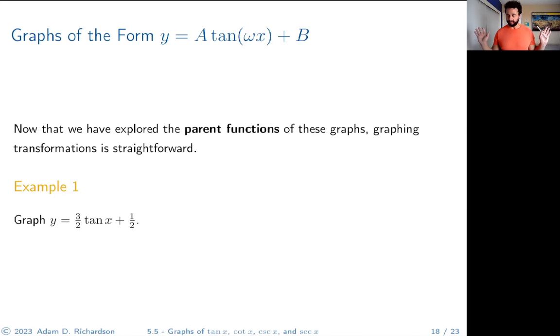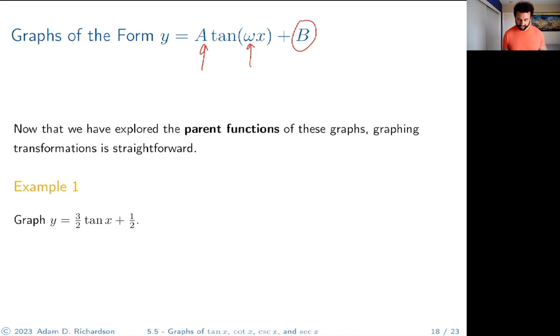Maybe not so surprising, you can talk about transformations of these graphs, and the transformations are going to behave exactly like the way you would think they would. This number b is going to give you vertical shifts, omega alters the period, and a alters the amplitude. But roughly speaking, the graphs are going to look like the ones that we just saw.